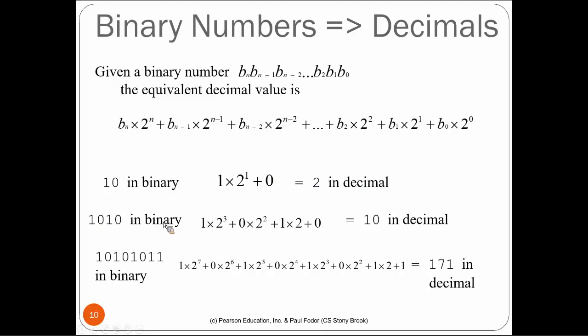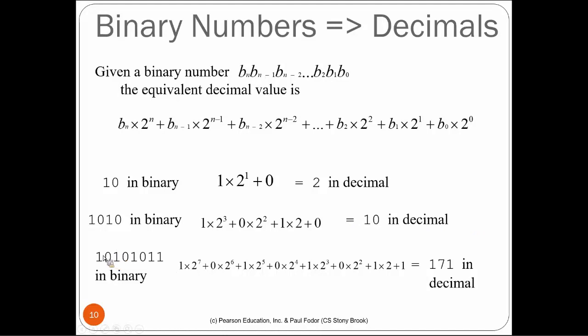Similarly, 1010 in binary corresponds to 1 multiplied with 2 to the power 3 plus 0 multiplied with 2 to the power 2 plus 1 multiplied with 2 to the power 1 plus 0 multiplied with 2 to the power 0. So this is 8 plus 0 plus 2 plus 0, which is equal to 10 in decimal.